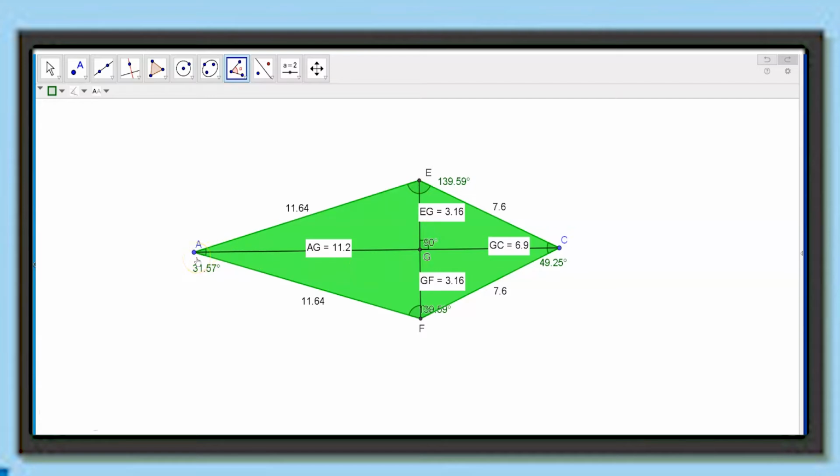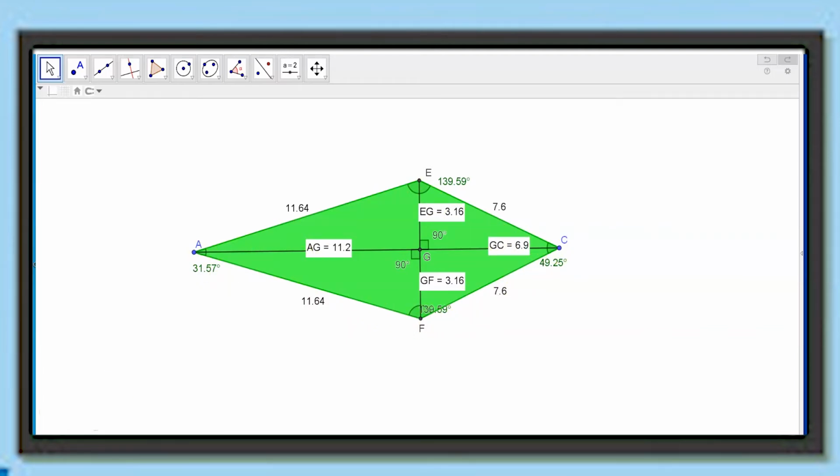So let me go and measure the other one, that is AGF. What did you observe? That also happens to be 90 degrees. So I can say that the diagonals are perpendicular to one another. So we have seen three properties. The one pair of opposite angles are equal, one diagonal bisects the other, and the diagonals are perpendicular to each other. So these are the properties that we could verify using this kite that we have drawn on the GeoGebra applet.